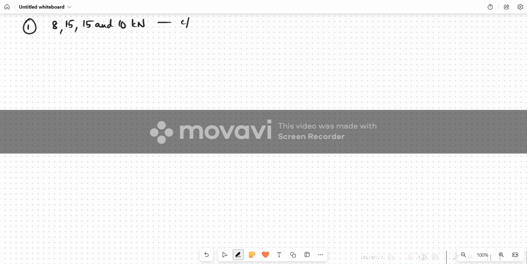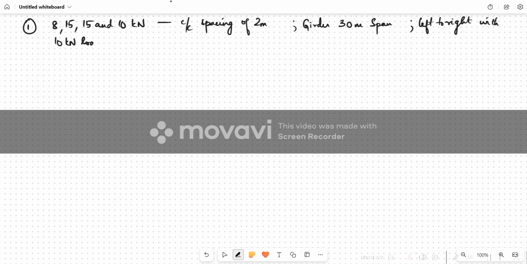They have a center to center spacing of 2 meters between consecutive loads, and they traverse a girder of 30 meter span. The loads are moving from left to right. That is very important. With the 10 kilonewton load leading.